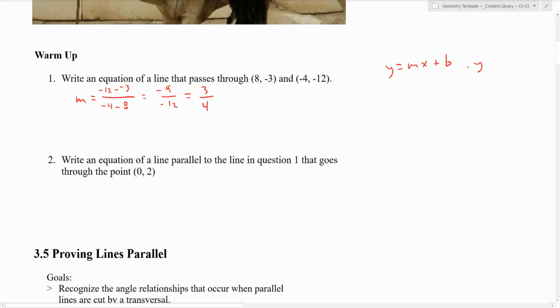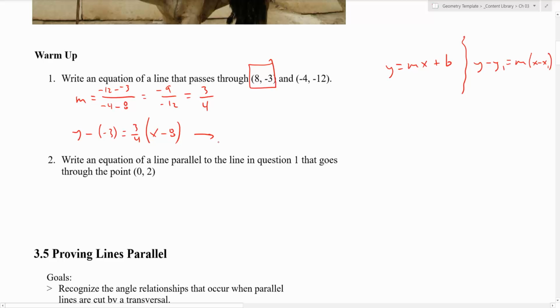Let's use this formula right here: y minus y1 equals m times the quantity x minus x1. Excellent. x1 and y1 are the x and y coordinates of one of our points. Let's use (8, -3). So y minus -3 equals our slope, 3/4, times the quantity x minus 8. 8 from there, -3 from there.